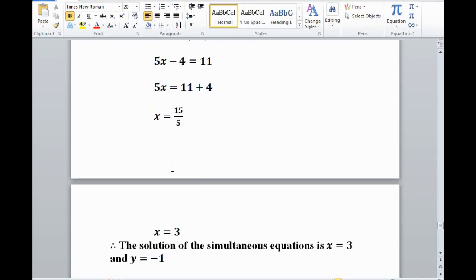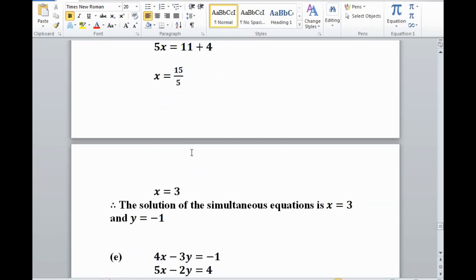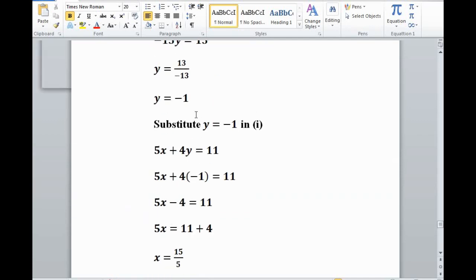Or you can also say that if we take this 5 from the left to the right side, then this equation becomes x equals 15 upon 5. Now we know that 15 is a multiple of 5, which means 5 times 3 is 15. So we get x is equal to 3. So the solution of the simultaneous equations is x is equal to 3 and y is equal to -1.